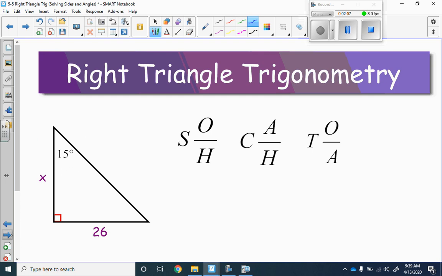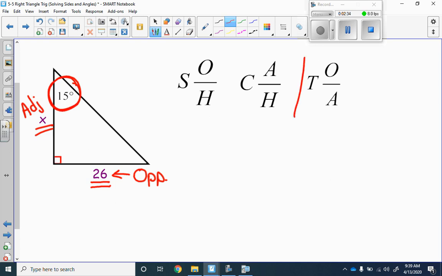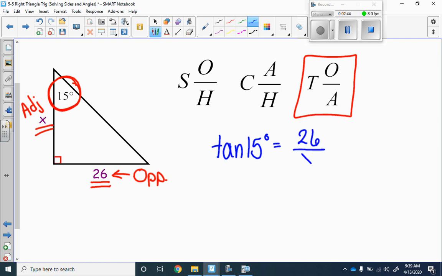Okay. Trying this one here, I've got another right triangle. This time I have 15 degrees up here. And based off of where the 15 degrees is and the 26 here, I'm given the opposite side. And where x is here, I'm trying to find the adjacent side. So when I look at my ratios here, as far as opposite and adjacent go, we would be using our tangent. And so we've got the tangent of 15 degrees is equal to 26 over x.